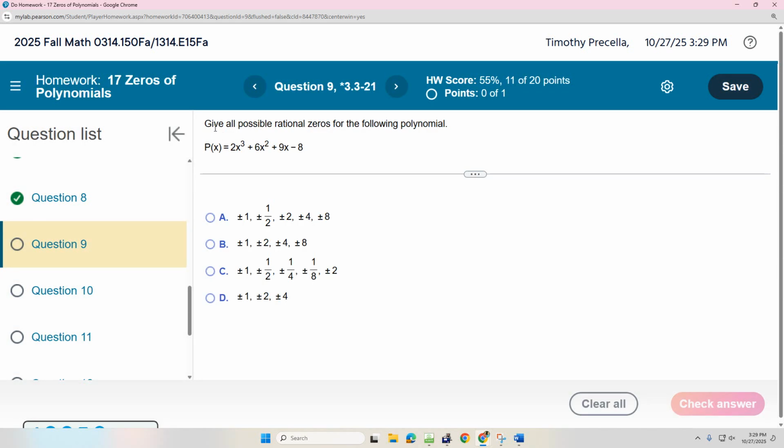Suppose you needed to factor 2x cubed plus 6x squared plus 9x minus 8. I'd say into my phone, factor 2x cubed plus 6x squared plus 9x minus 8, and it would give it to me, if this were a dire circumstance and I really needed it done and I wasn't taking a test and being graded on it.